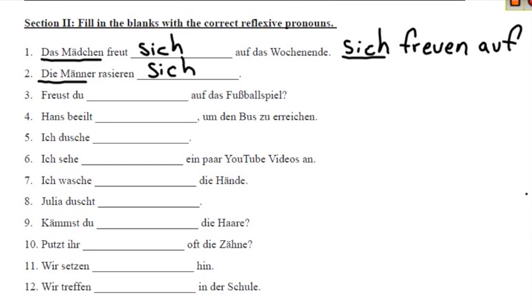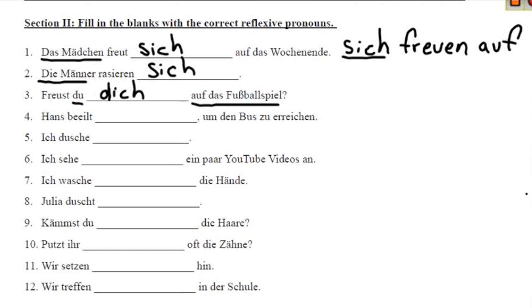Freust du? Are you looking forward? This is the same example as we had for number 1, but this time we have du as our subject. So now we have to use the du form of the reflexive as well. Since we don't have an object back here at the end of the sentence, we just have a prepositional phrase, we have to still use the accusative form here, dich. Freust du dich auf das Fußballspiel? Are you looking forward to the soccer game?